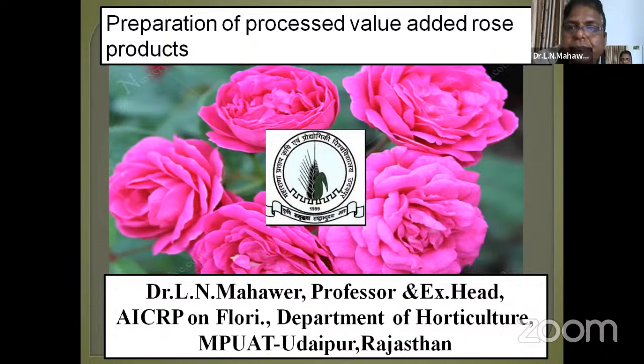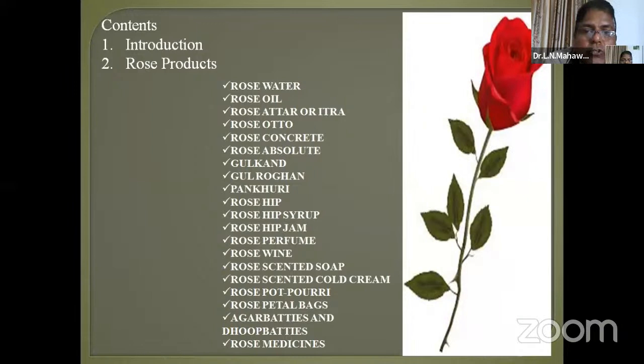These are certain parts of the introduction. Various rose products can be prepared, like rose water, rose oil, rose ether or itra, rose otto, rose concrete, rose absolute, gulkand, gulrogan, pankhudi, rose hips, rose hip syrup, rose hip jam, rose perfume, rose wine, rose scented soap, and various others.